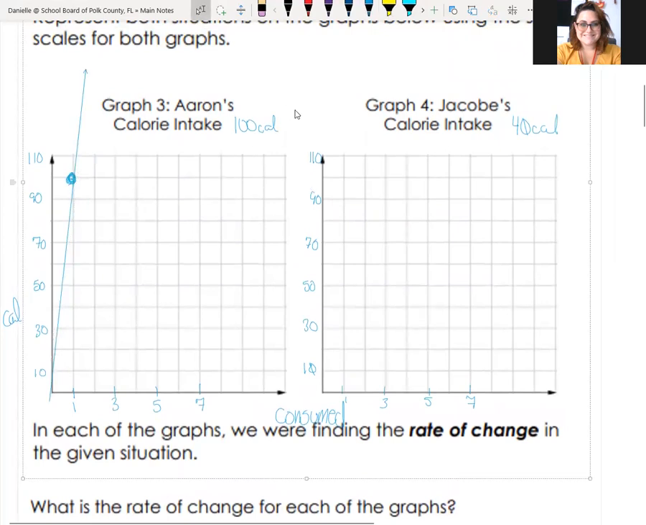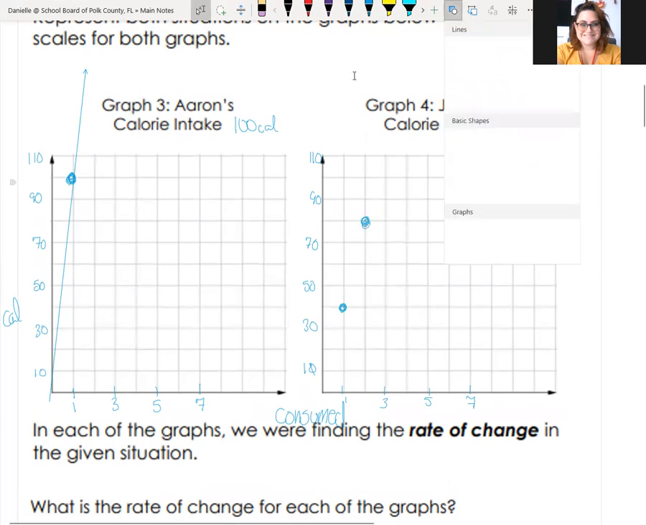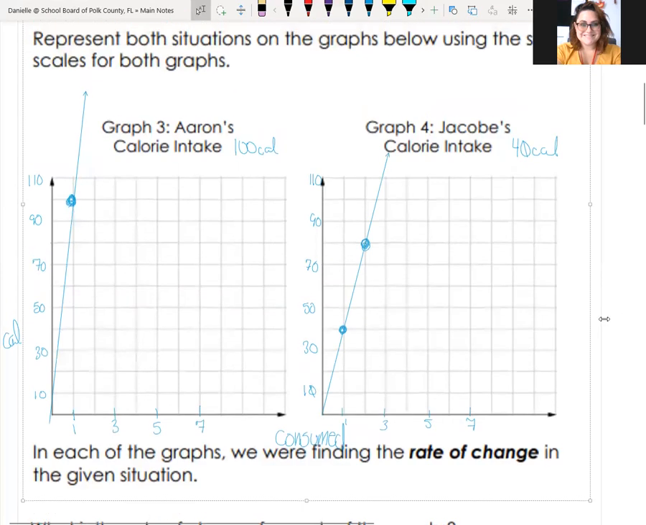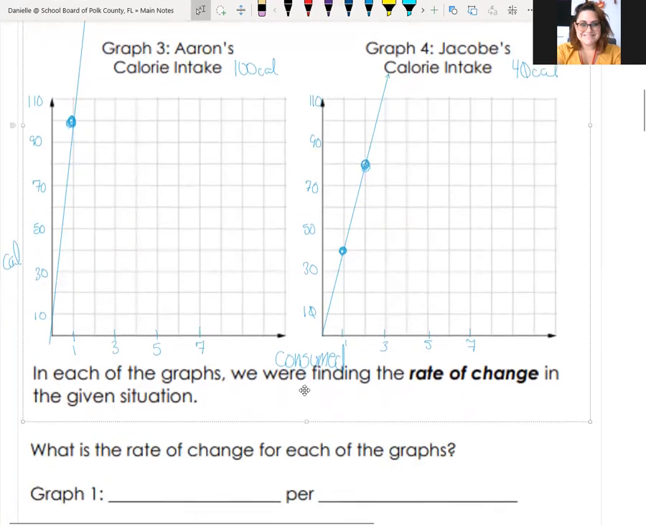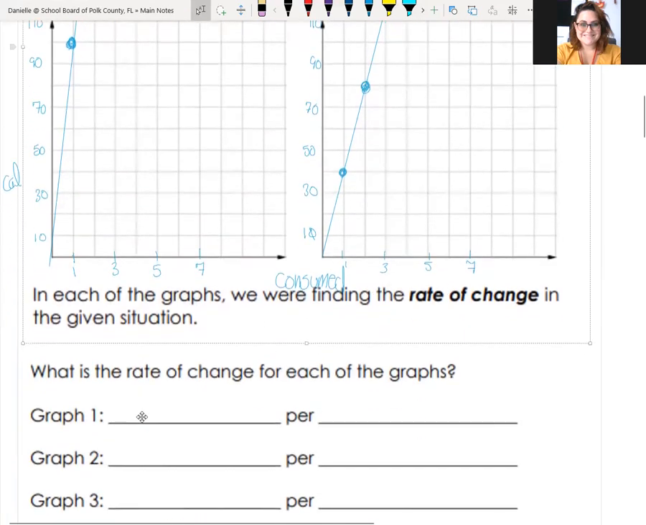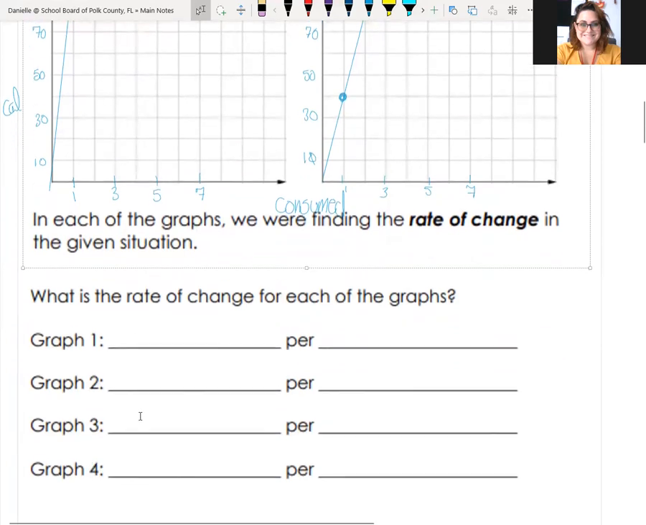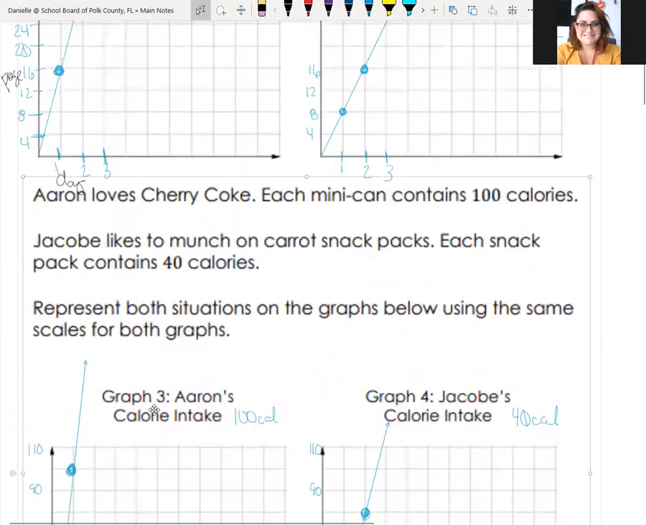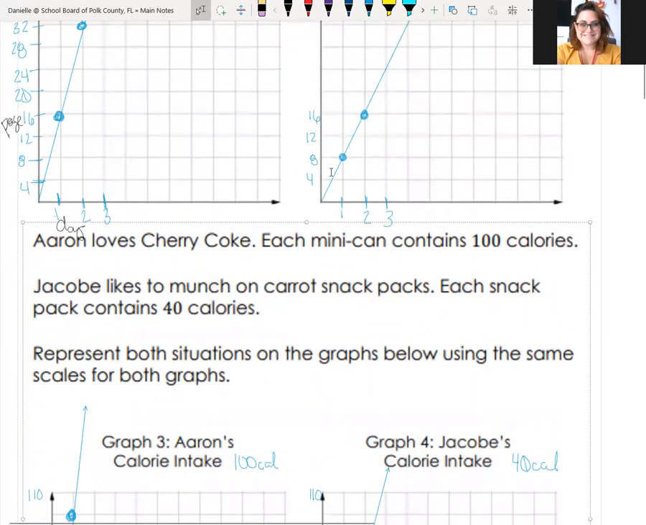And now Jacoby, we can do more than one. So he's at 40 first. And then when he eats his second snack, he's at 80. His worked out a little nicer. But again, I'm just going to start at 0, 0 and draw my line. So to get this graph, we are using the rate of change for the given situation. So for those 4 graphs that we did, the first one and the second one, we did pages per day.